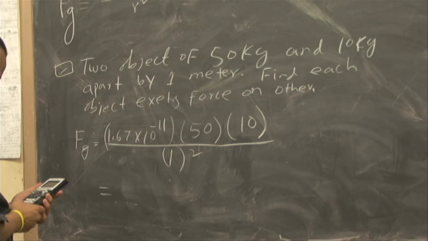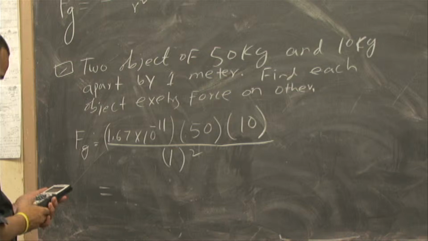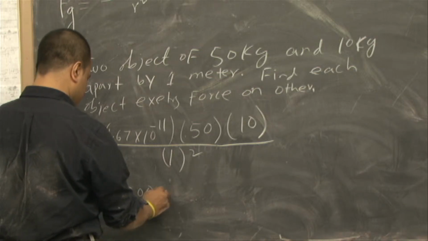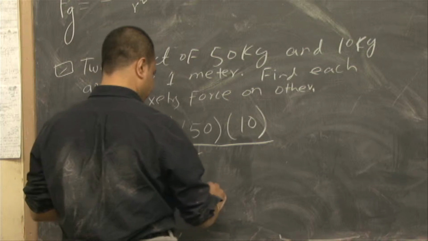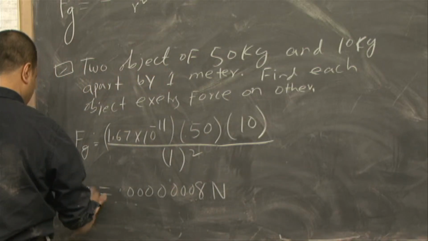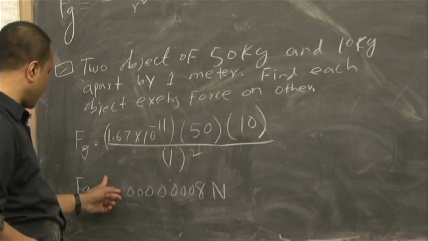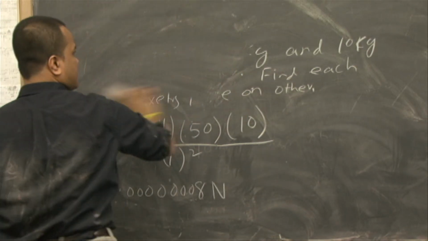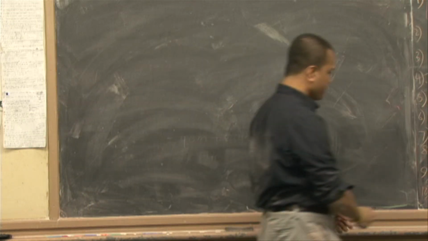6.67 times 10 raised to negative 11 times 50 times 10 gives us a very small number, 0.00003335 Newton. So object A exerts this much force on object B due to gravity. So we just solved the Newton gravitational formula, this one.